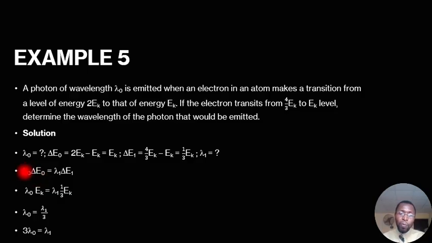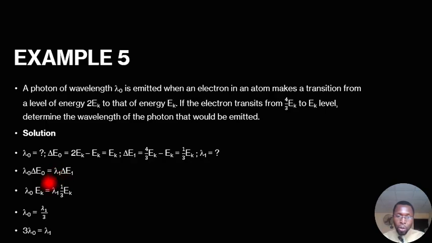The product of the initial wavelength and the initial change in energy level equals the product of the final wavelength and the final change in energy level. All right, so since we are looking for lambda 1, remember that we've gotten our change in energy level E naught to be ek, and our change in energy level E1 to be 1 over 3 ek.